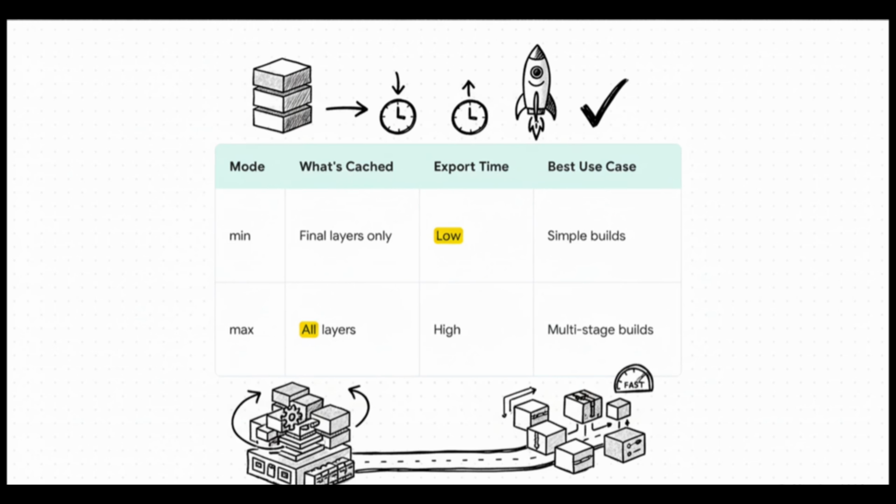Now, when you're exporting this cache, BuildKit gives you two main modes. Mode equals min is the default. It's simple. It only saves the layers from your final image. It's fast to export, but you lose all the caching from your earlier build stages. For multi-stage builds, mode equals max is where the real power is. It saves all the layers from all the stages. Now, it takes a little longer to export this bigger cache, but it means your next build can reuse all those intermediate steps, which often saves a ton of time.